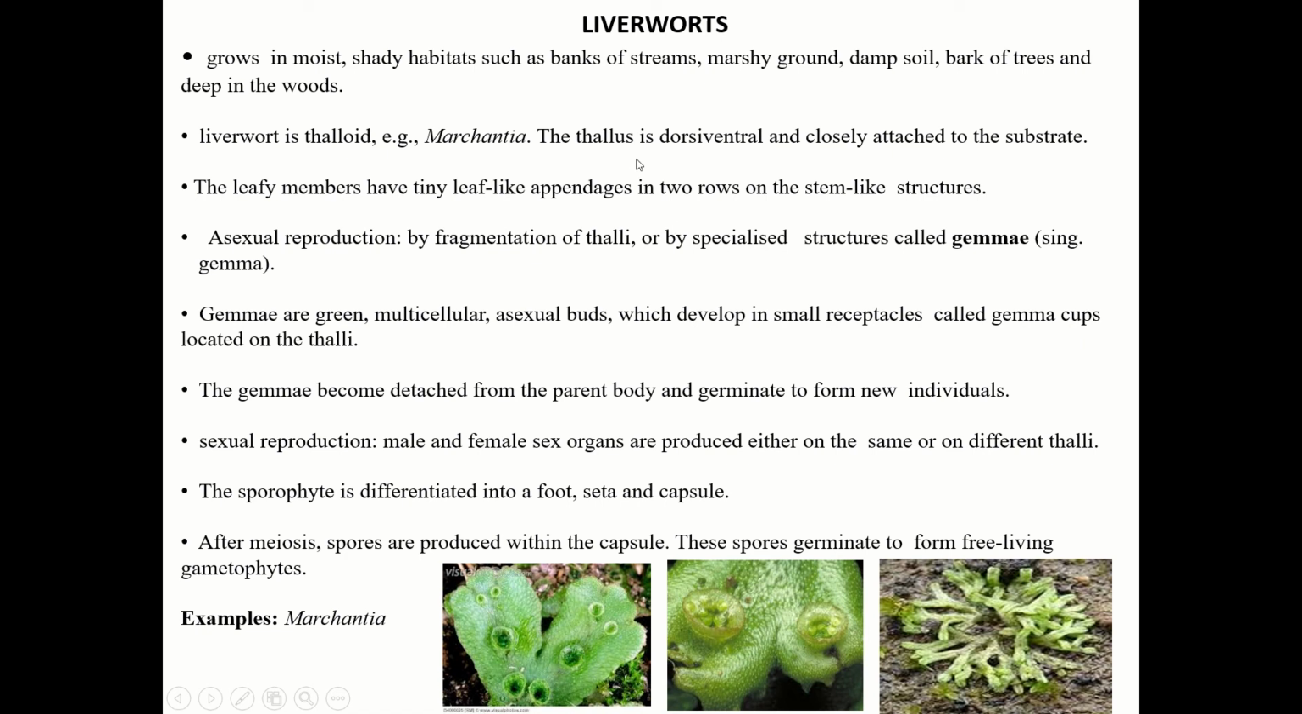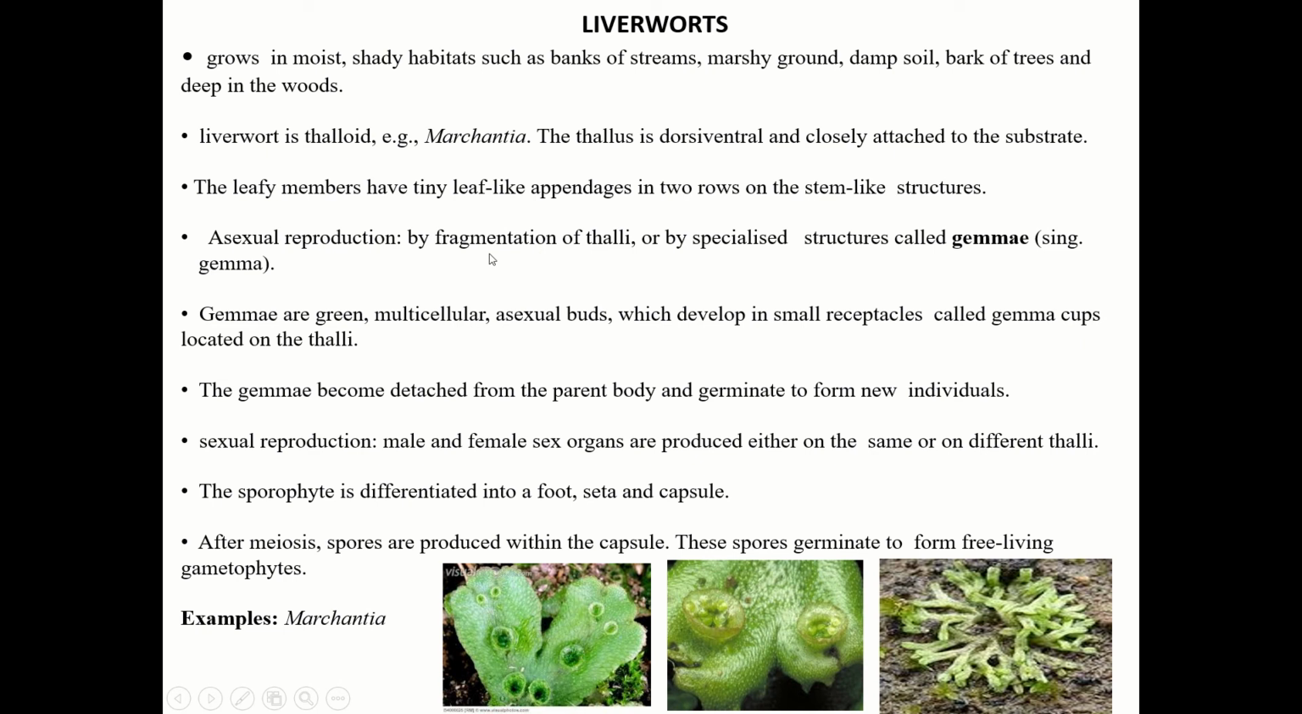The thallus is dorsiventral and closely attached to the substrate. Dorsiventral means it has two surfaces: the lower surface is called the ventral surface and the upper one is called the dorsal surface. So the ventral surface is closely attached to the substrate. The leafy members have tiny leaf-like appendages in two rows on the stem-like structure.